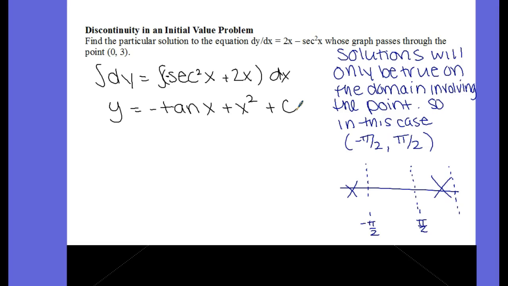2x is x squared, and then we have our c. Plug in your points, so we know that we're talking about 0, 3. So we get 3 equals negative tan 0 plus 0 squared plus c. We'll put tangent at 0, which is 0. So the negative 0 doesn't matter. C must equal 3.